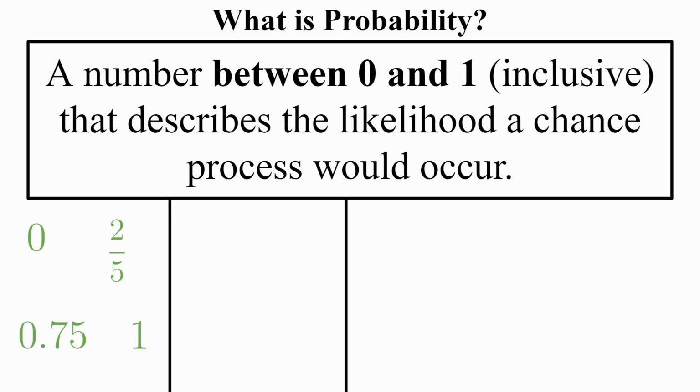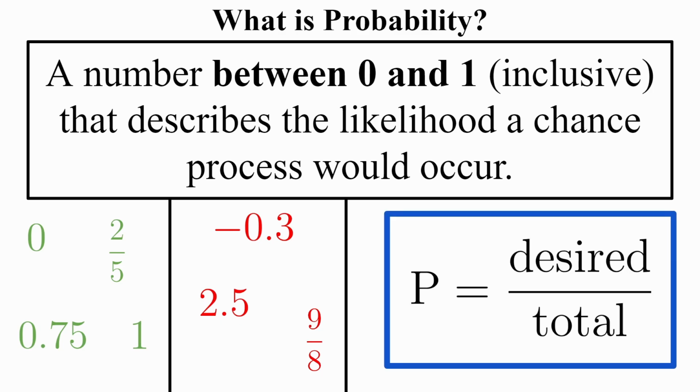Here are some examples of invalid probabilities. Notice how anything that's negative or larger than 1 is going to be considered invalid. And most importantly, we find the probability by doing the desired counts over the total counts, desired over total.